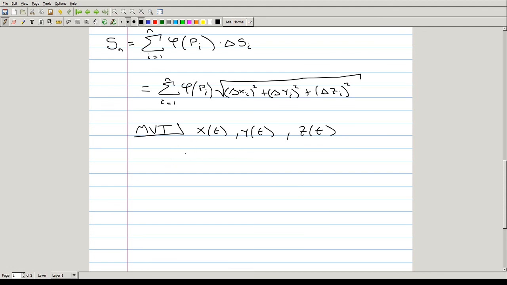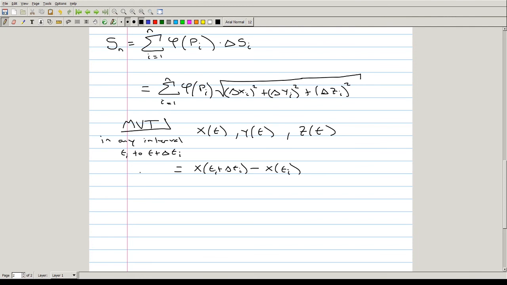which says that in any interval, from, in this case, t_i to t_i plus delta t_i, in all of these subintervals, we have that x at t_i plus delta t_i minus x at t_i.